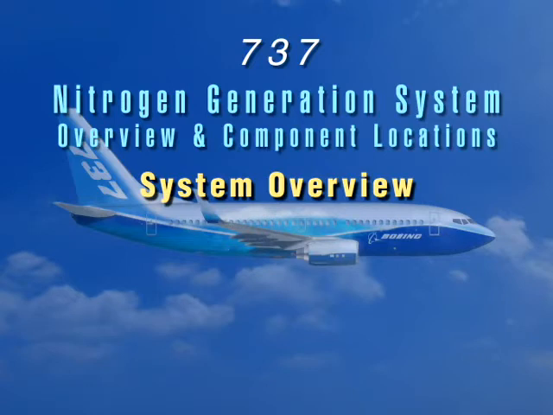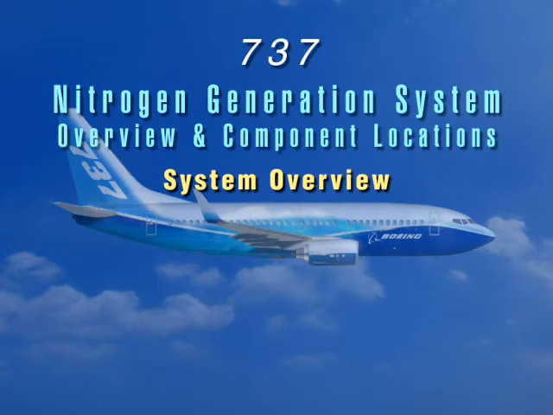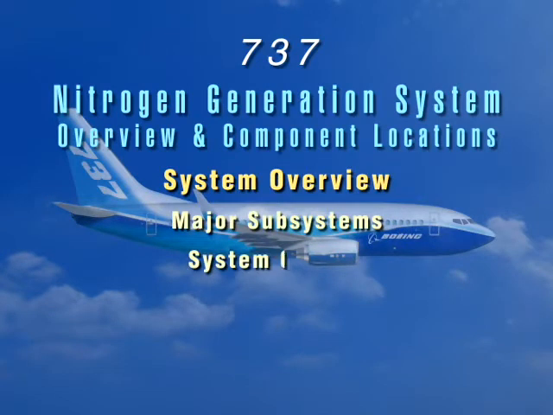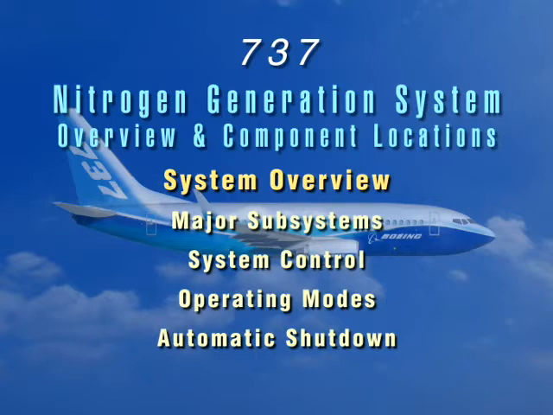It will also show you the location of major components. The airplane, as shown, represents later model 737s. There are minor differences in the design and component locations for early model 737s. The system overview will include major subsystems and how they work together, system control, operating modes, and automatic shutdown features.